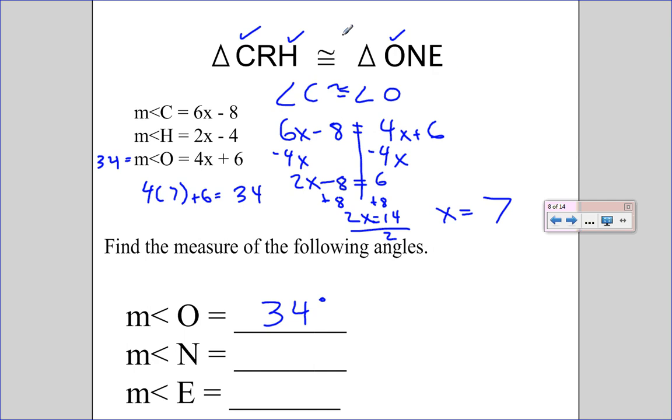Angle E is the same as angle H. Okay, angle H I can figure out. Plug in 7. 2 times 7 is 14, minus 4 is 10. And these three angles have to form a triangle, so they have to add to 180. So 180 minus 34 minus 10 gives you 180 minus 44, which equals 136 degrees for angle E.